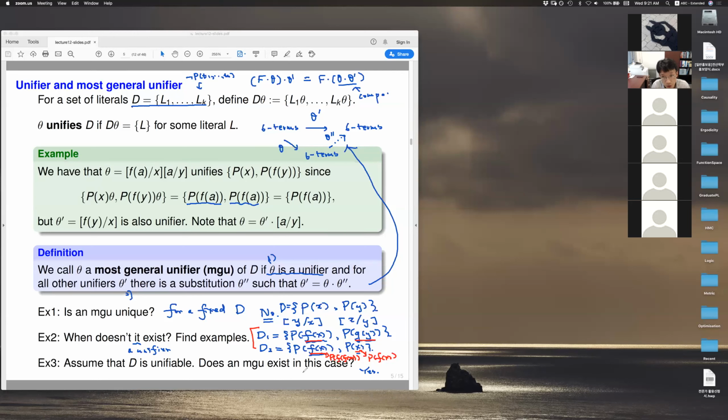It's possible that a unifier exists, but a most general unifier, which says any unifier can be obtained by making some... so if theta is the most general unifier, that means any unifier can be obtained by making theta more specific. Okay, so that's what this definition of most general unifier said. And this may or may not exist. It's not entirely obvious, but it happens that for first-order logic, if a set of literals is unifiable, then a most general unifier exists. So that's what we're going to talk about next.